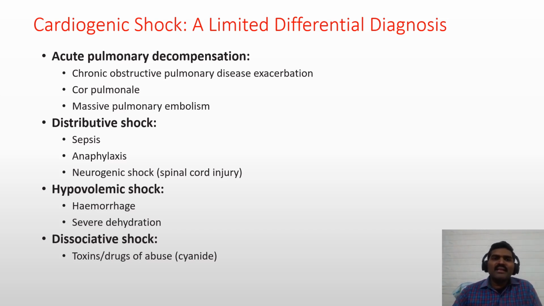Usually acute pulmonary decompensation, like in chronic obstructive pulmonary disease exacerbations, cor pulmonale, massive pulmonary embolism, can have acute presentations which mimic cardiogenic shock and they can potentiate cardiogenic shock. Some forms of distributive shock like sepsis, anaphylaxis and neurogenic shock can present with features suggestive of cardiogenic shock. We need to differentiate. We'll come to it later, how you will differentiate cardiogenic shock from other forms of shock.